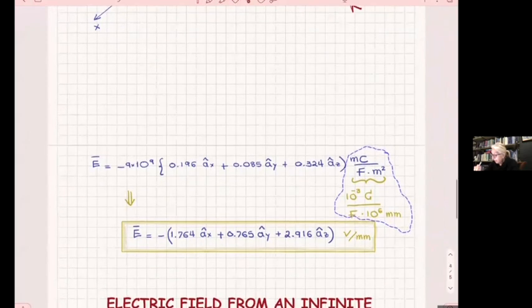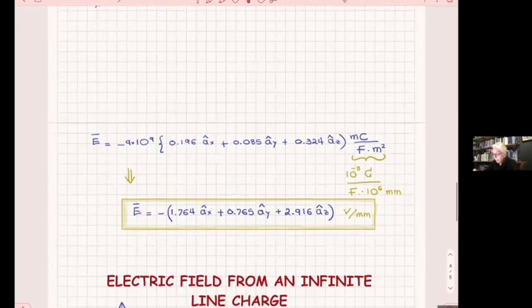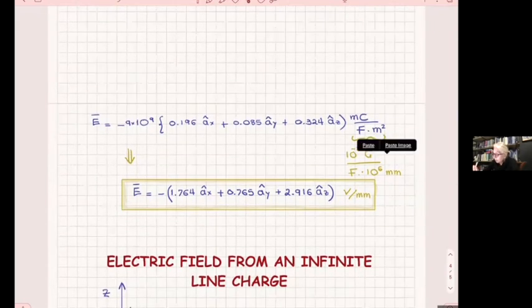And then the meters, you can leave them if you wish. I left them, I made them millimeters. But it is coulombs per farad that gives you volts. So you always measure the electric field in volts per meter, millimeter, centimeter, whatever. It's volts per length. So you have to pay attention to units the same amount you pay attention to E.